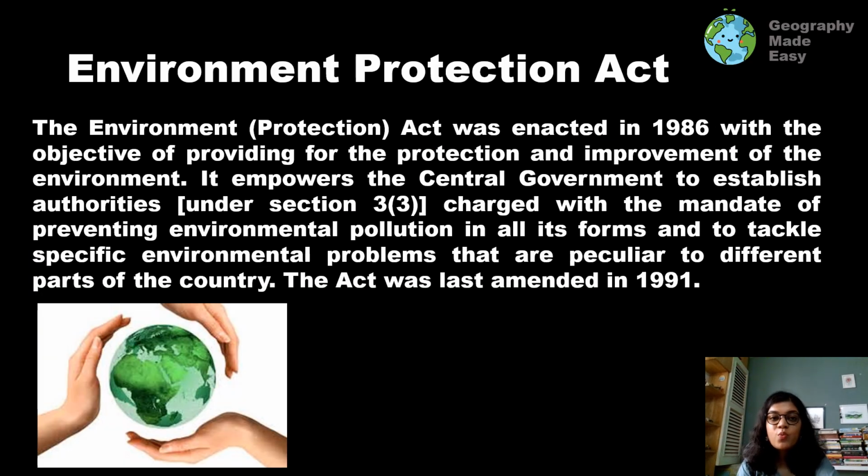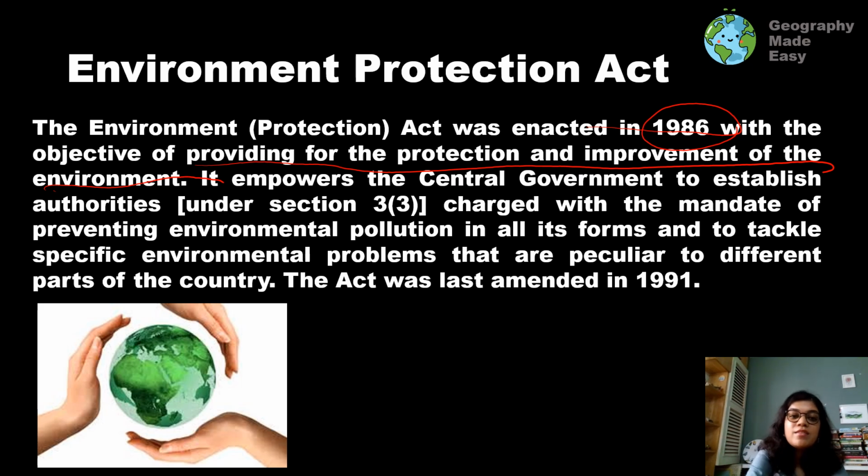Moving on, we have the Environmental Protection Act. This act was introduced in the year 1986 with the objective of providing for the protection and improvement of the environment. So again, this is something similar to the previous acts where we are defining what is wildlife. Here also, this is a more holistic act talking about how we can protect the environment.